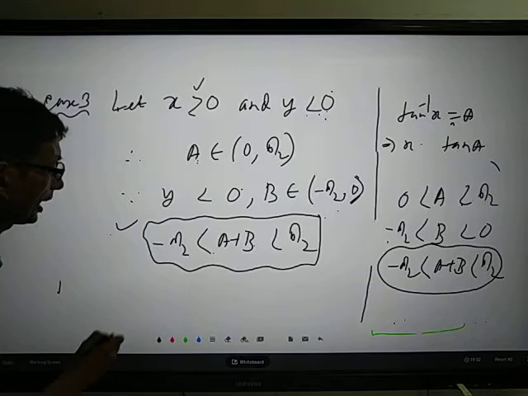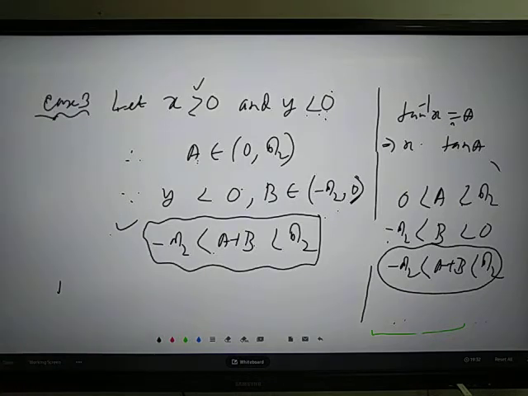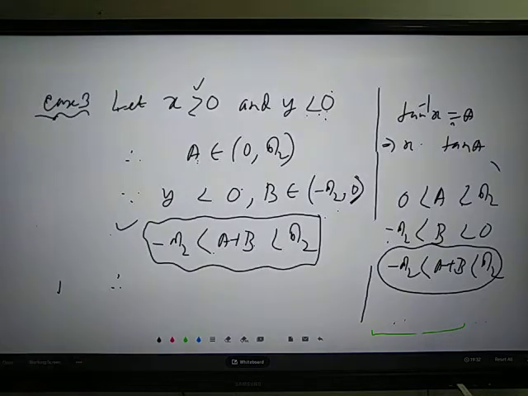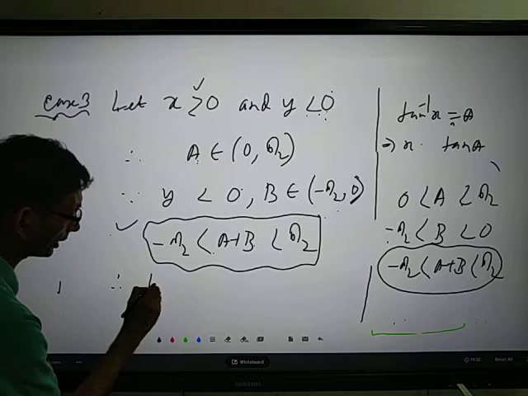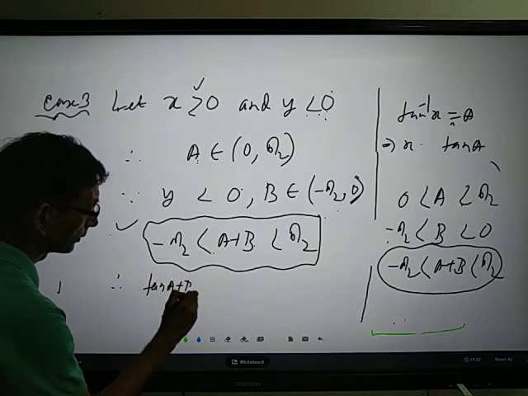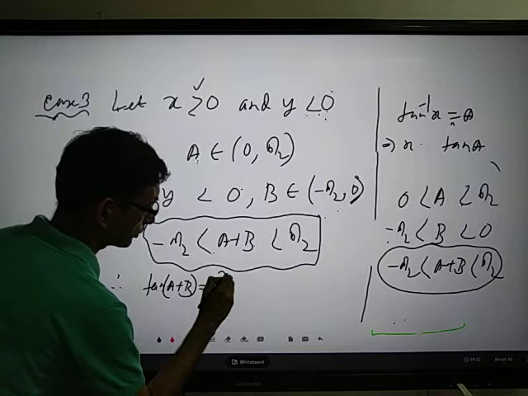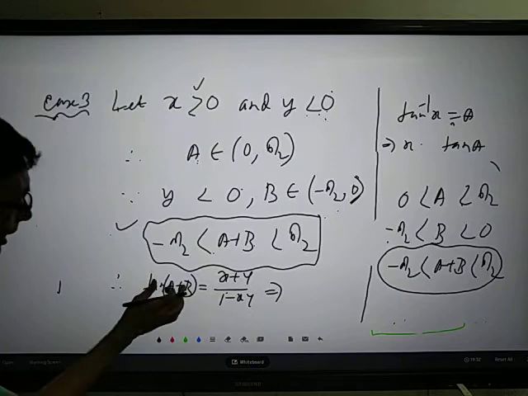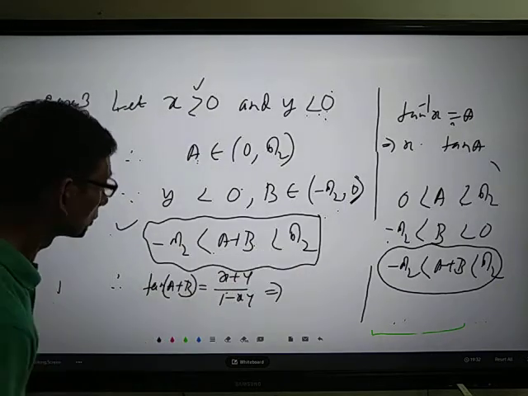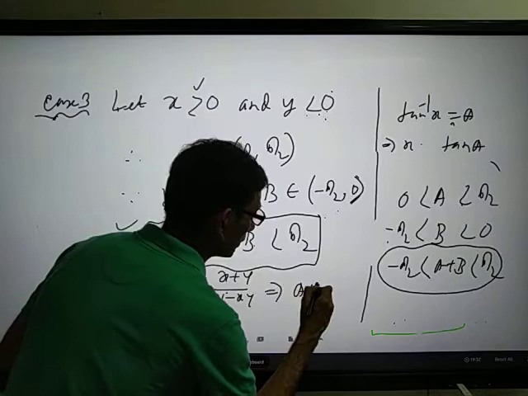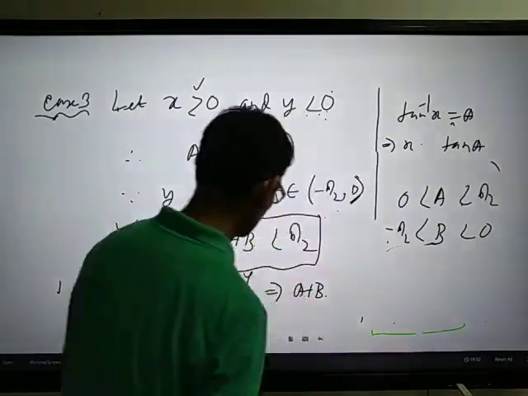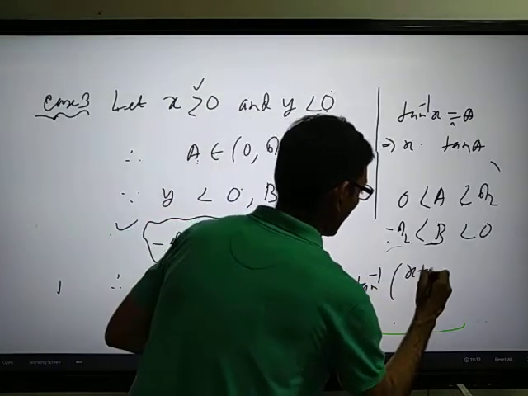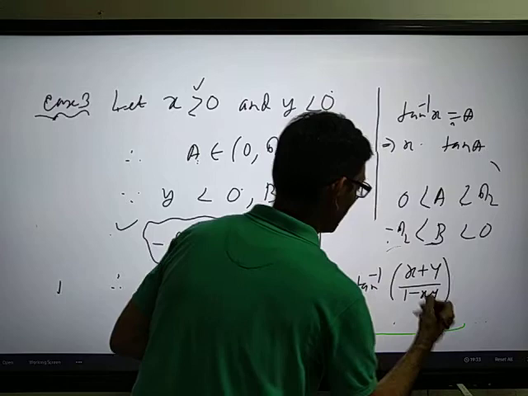So have you seen that? Since a plus b lies between minus pi by 2 to pi by 2, this is actually the range of tan inverse. So therefore, from the given formula, tan(a plus b) is equal to (x plus y) divided by (1 minus xy). This is the formula. So since a plus b lies between minus pi by 2 to pi by 2, the next step you can write: a plus b is equal to tan inverse of (x plus y) divided by (1 minus xy). That's done.